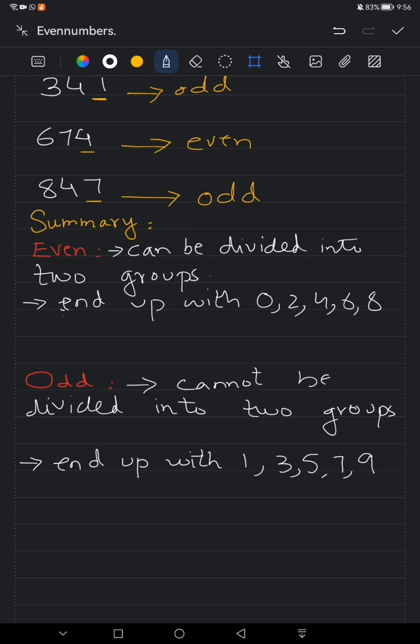So next time, if you count your toys or your chocolates or your pencils, try to check if the number is even or odd.